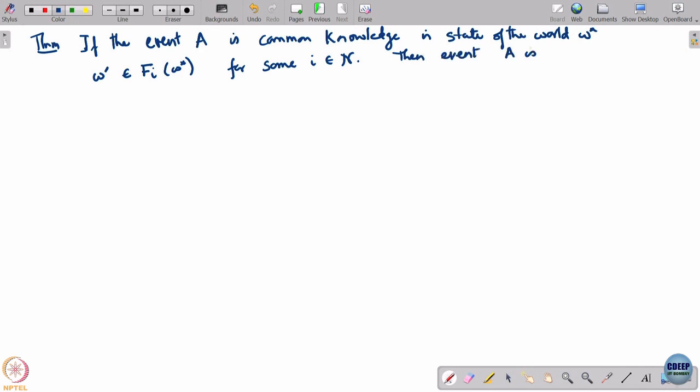Then event A is also common knowledge. It's also common knowledge in omega dash. Now this may seem very strong and very surprising. Essentially what this means is, so what is this claiming? What is this theorem claiming? If event A is common knowledge in some state of the world omega star, and there is some player who cannot distinguish between omega star and omega dash, then even if omega dash has occurred, then even in that state omega dash, the event A has to be common knowledge.